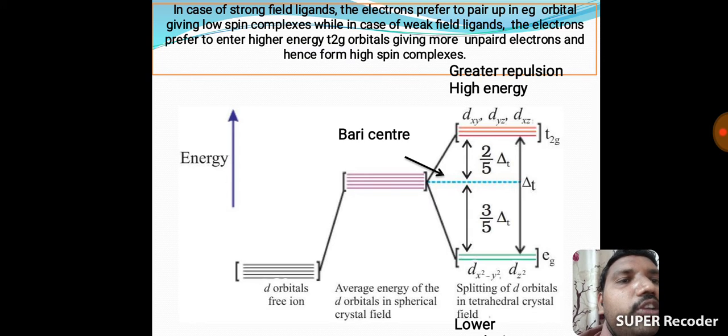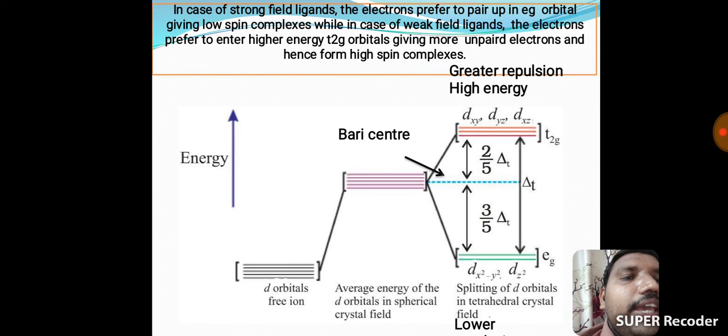Here, this is the barycenter, the middle one is the barycenter. In between these two, from T2G to EG, the distance is del T. That is the tetrahedral crystal field splitting energy. From the barycenter to the T2G level, it is 2 by 5 del T. 2 by 5 is nothing but, total orbitals are 5, out of these 5, 2 orbitals are in a lower level. That's why 2 by 5 del T.